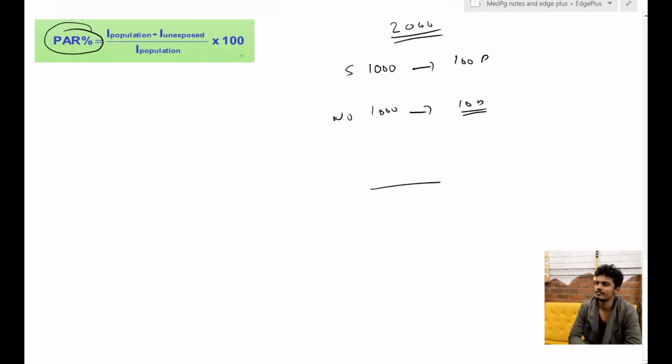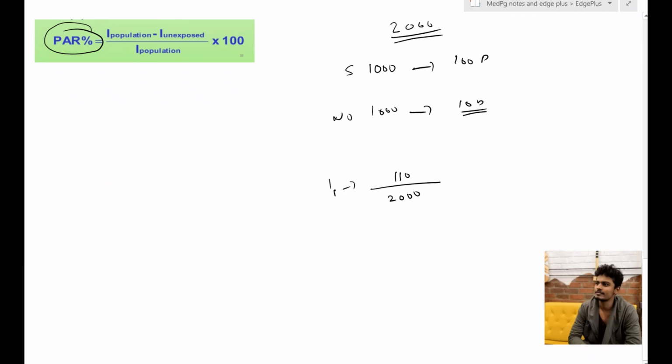For example, I take a population of 2000, in which 1000 were smokers and another 1000 were non-smokers. Of smokers, 100 got the disease. In non-smokers, 10 got the disease. So what is the total incidence? Total incidence will be 110 divided by 2000. That is the total incidence of the population, that is I population.